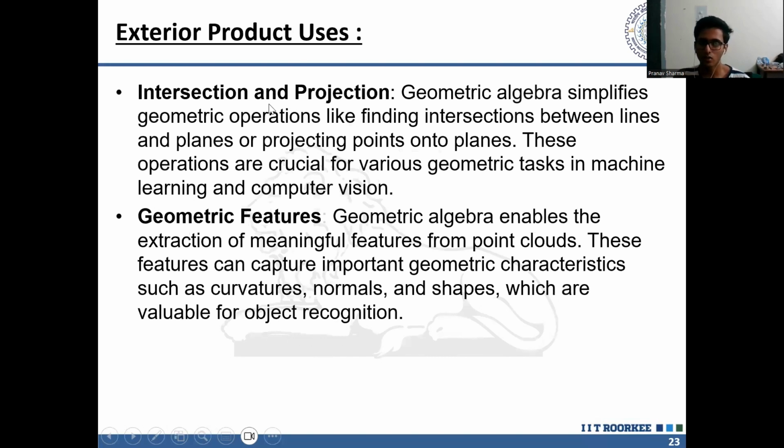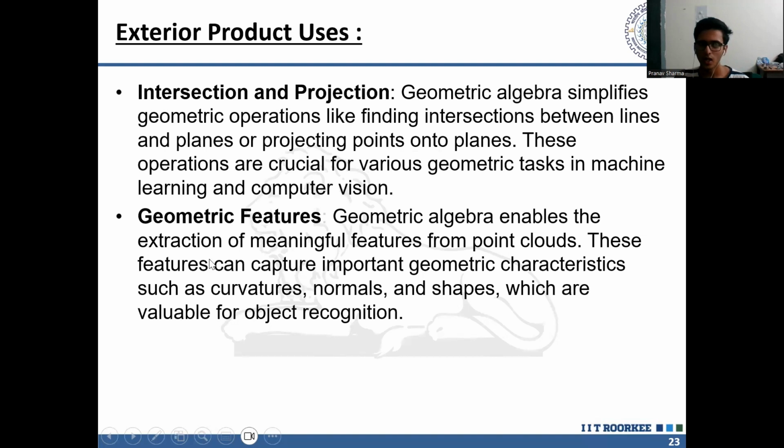And we can also use it to find intersection and projection. Geometric algebra simplifies geometric operations like finding intersections between lines and planes or projecting points onto planes. And these have a crucial role in computer vision and ML. Now the geometric features. Geometric algebra enables the extraction of meaningful features from point clouds. The same points that we discussed from the image, it can extract meaningful features from those point clouds, as the images are 3D and we cannot just use 2D formulations to analyze them properly.